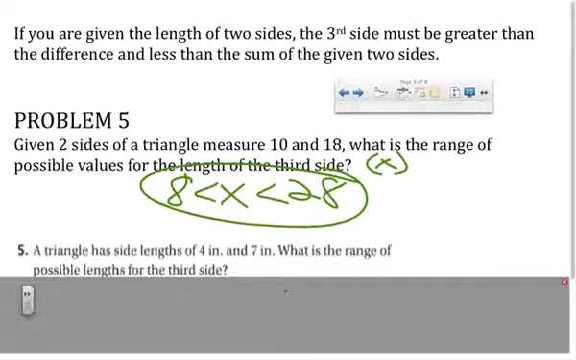Kristen. How did you get from 10? Oh, you subtract them? And then, so, how did you get 20? Remember what these words mean. Difference means I'm subtracting the values. 18 minus 10 is where we got this 8 from. Sum means I'm adding the values. 10 plus 18 is where we got the 28 from.